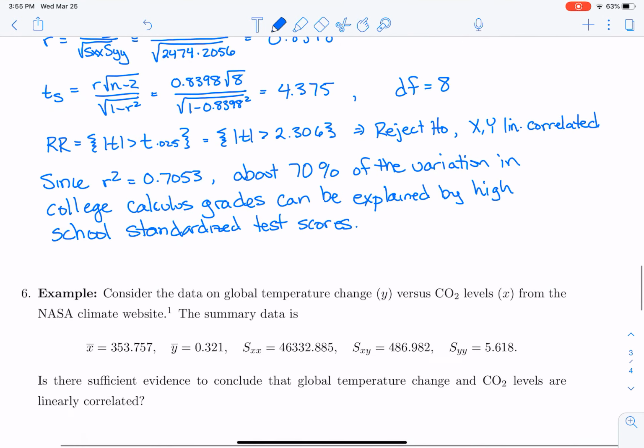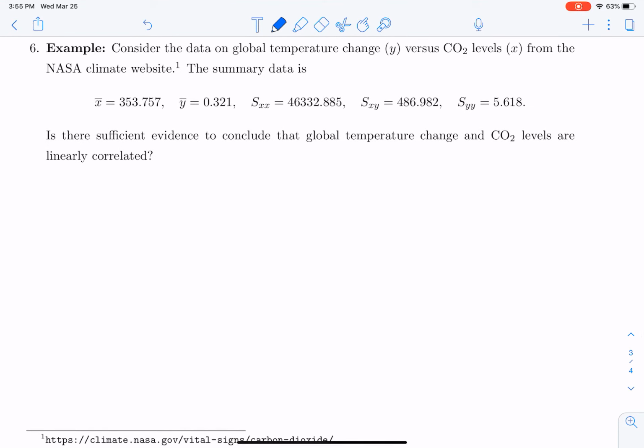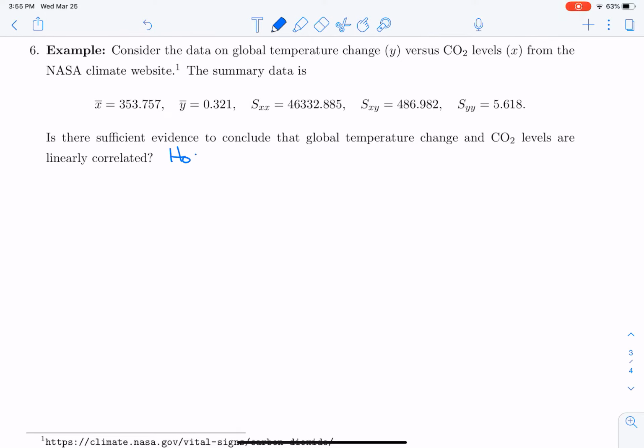Okay, let's move on to an example that we've visited many times, and that is the data on global temperature change versus CO2 levels from the NASA climate website. We have our summary data that we've used before. Again, we want to know, is there sufficient evidence to conclude that the global temperature change and CO2 levels are linearly correlated? Okay, so H0 is rho equals 0. Our alternative is that rho is not 0, that there is a correlation.